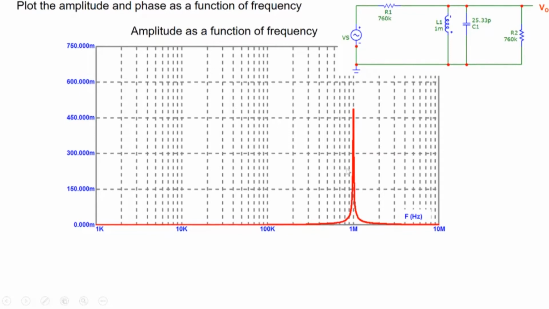But there is a signal at around 1 megahertz. The circuit is very sensitive to that particular signal here, right? So the circuit is highly frequency selective. It's not allowing low frequencies to pass through, not allowing high frequencies to pass through, but it's allowing a small band of frequencies here to pass through.